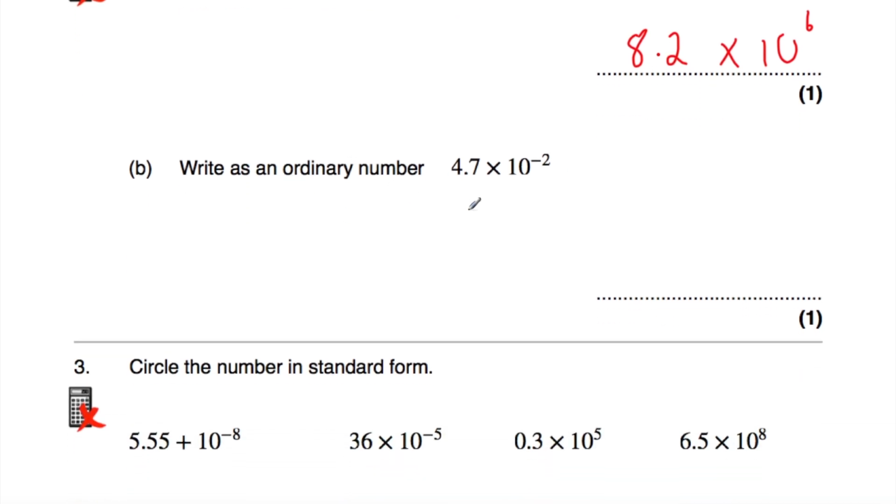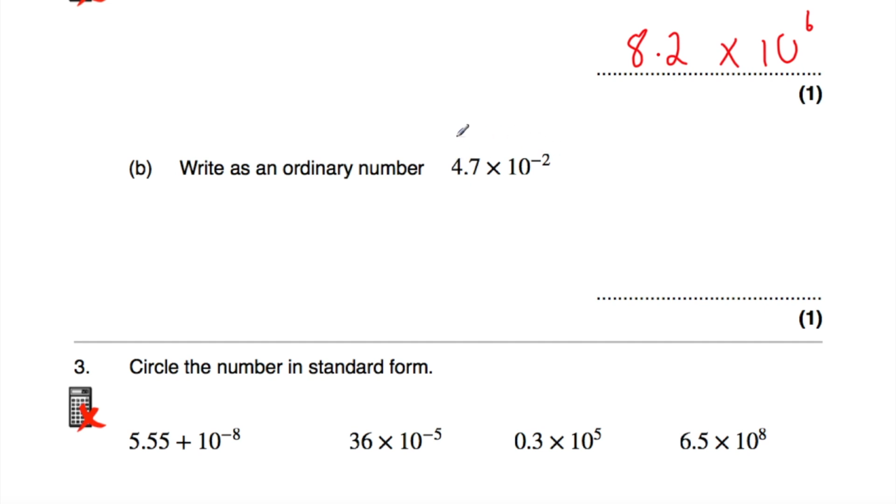Part B says to write as an ordinary number 4.7 times 10 to the power of negative 2. So we've been asked to write it as an ordinary number, so that means we need to write it out in full. So here we've got 4.7. Now we're timesing by 10 to the power of negative 2. So this time we're multiplying by 10 to the power of negative 2, so it's going to get smaller. And because the power is negative 2, we're going to move these digits 2 columns to the right.